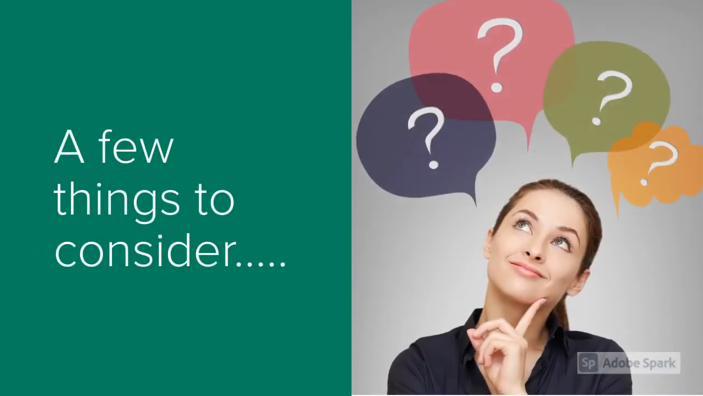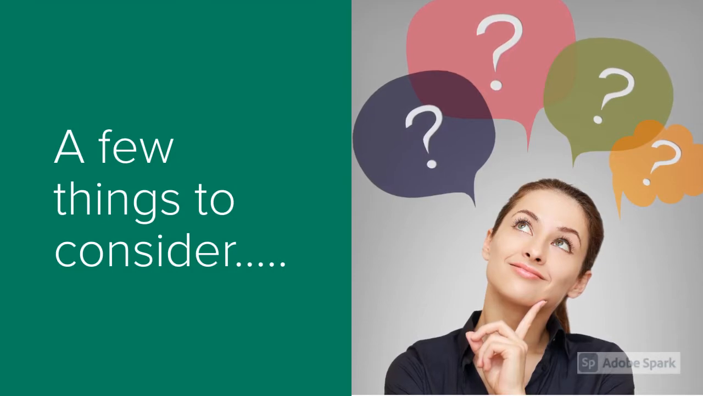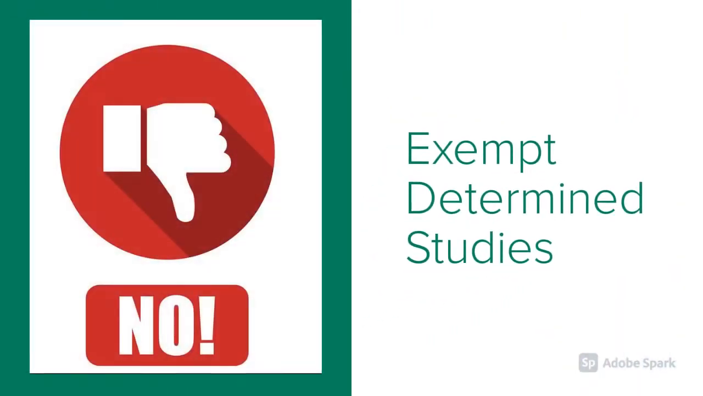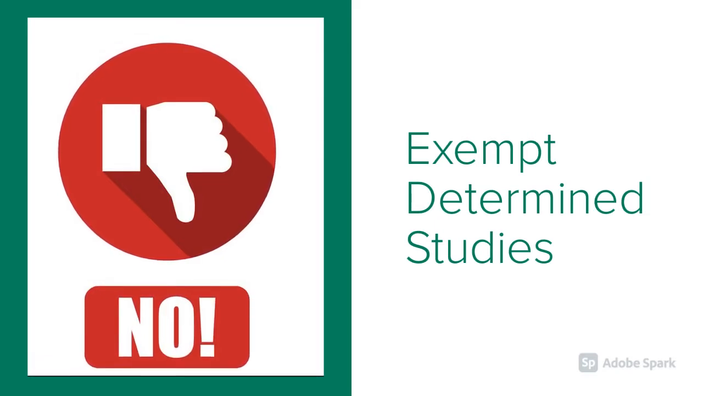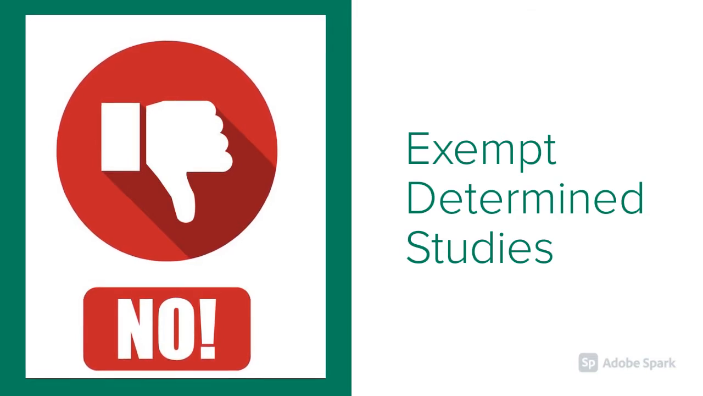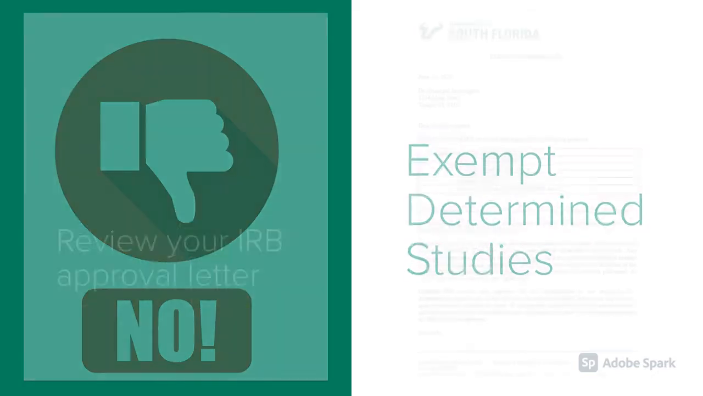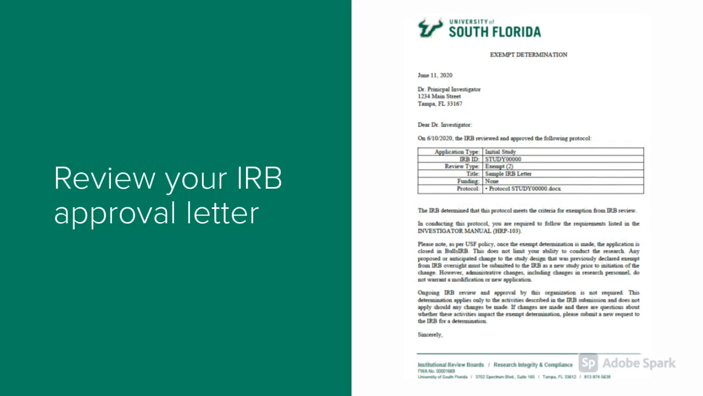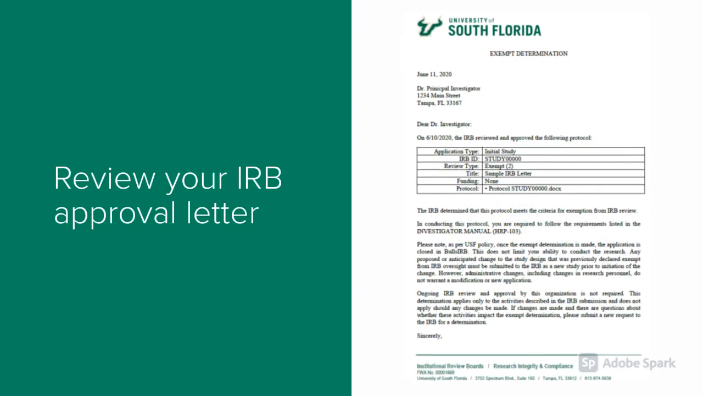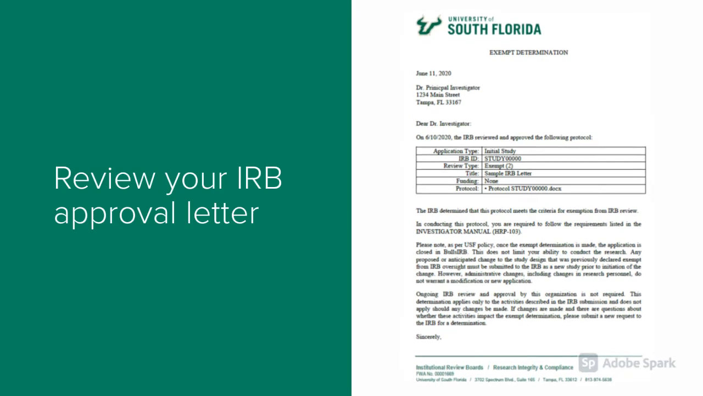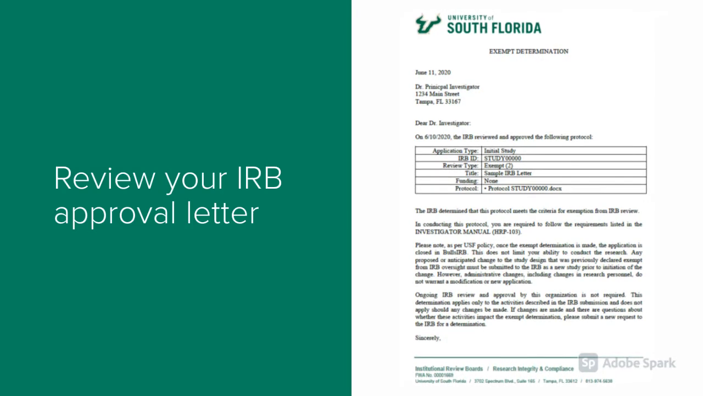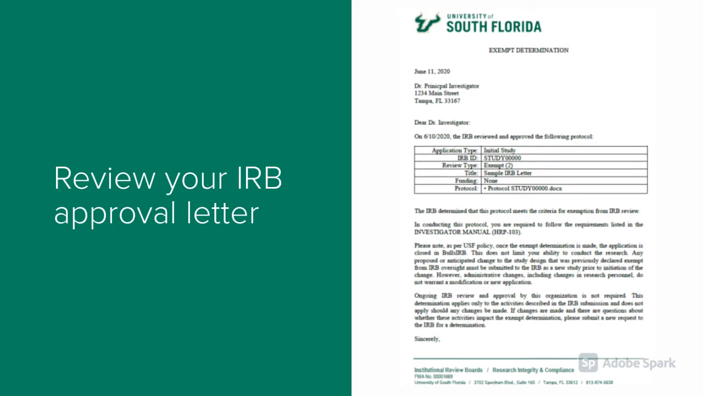Before we start the modification submission process in BullsIRB, there are a few points to consider. Modifications cannot be submitted for studies that have been determined by the IRB to be exempt. Once the IRB has made an exempt determination in BullsIRB, the study application is closed in the system. You will be informed of the study determination via your study approval letter. An exempt determination does not limit your ability to conduct approved research procedures.